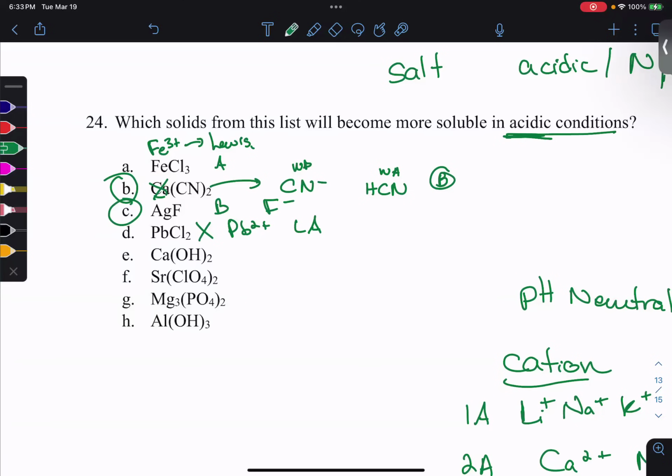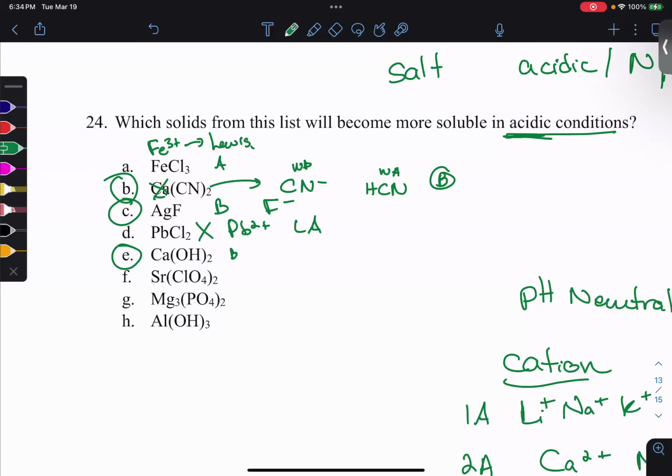Calcium hydroxide. Yes, it's literally a strong base. So if you add H plus, it's going to react with that hydroxide, removing it from the reaction, making the thing more soluble. Strontium perchlorate, acidic, basic, or neutral?